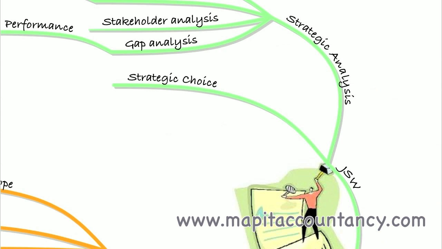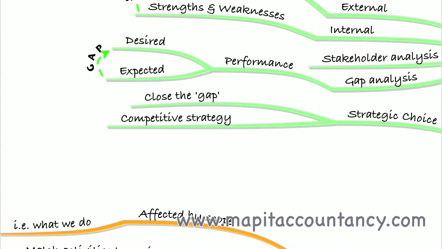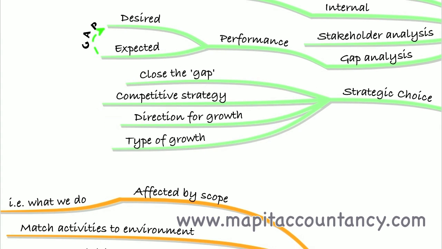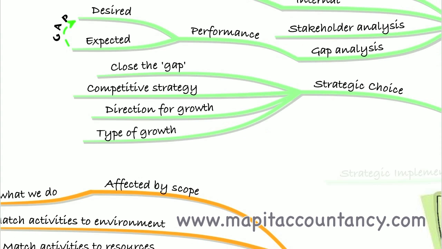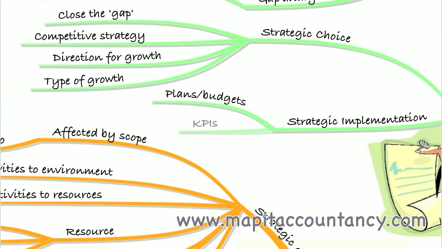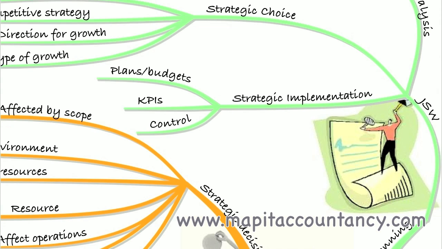We then need to look at our strategic choice, how we're going to close that gap identified in the gap analysis. We also need to identify a competitive strategy, a direction for growth, and a type of growth that we're going to try to undertake. So the second step is our strategic choice. The third step is our strategic implementation. That's setting the plans and budgets, the key performance indicators, and the controls that need to be in place to try and implement the strategy that we've decided upon. So that's the 3-step process that we need to go through to try and implement a strategy.